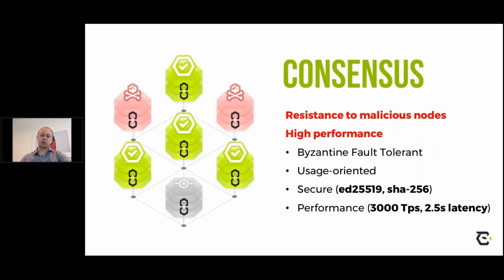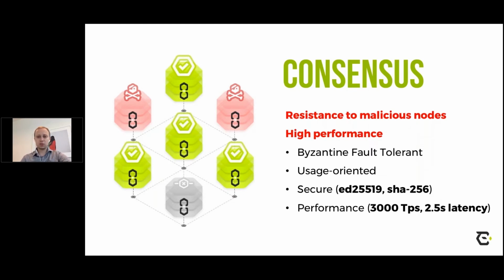Of course, because we are talking about security, we need to use top-notch cryptography inside our system. So we use a very good elliptic curve for the digital signatures, and all of the messages within the system are digitally signed with Ed25519. And for the hashing algorithm, we use the same one which is used in Bitcoin, which is SHA-256.